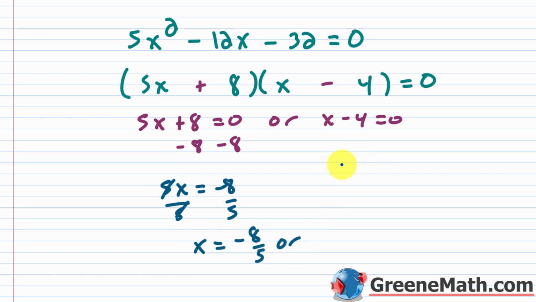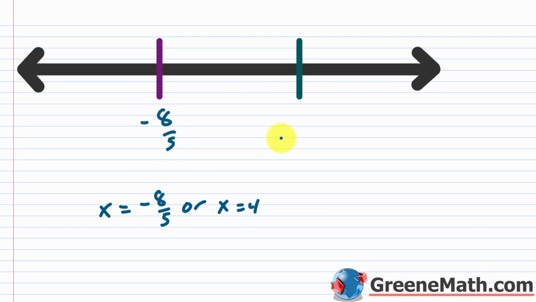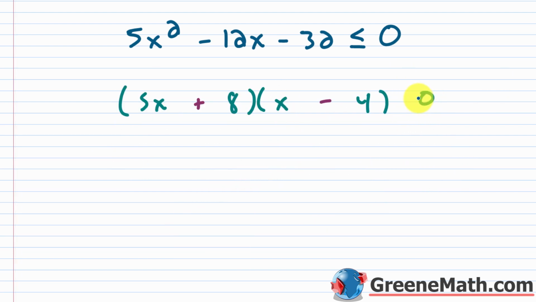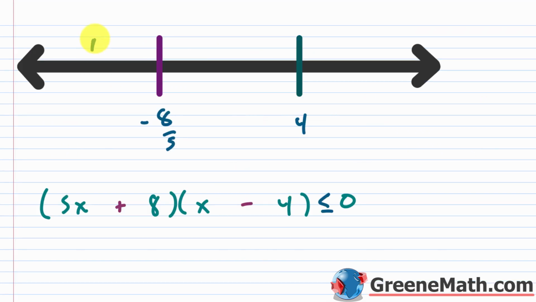Then, for the other one, we're going to add 4 to both sides of the equation. We'll say x is equal to 4. Let's put this as negative 8 fifths. Let's put this as 4. Let's go back and grab the factored form of that inequality. So coming back up here, let's just write this as less than or equal to like this. We'll grab it and let's see what we have. So I'm going to say this is region A, B, and then C.